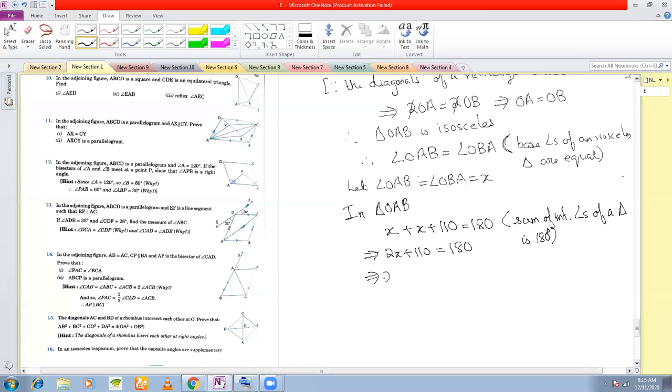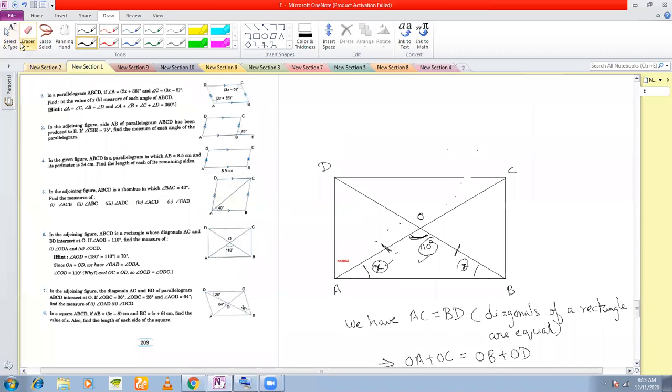That means 2x is equal to 180 minus 110. 2x is equal to 70. That means x is equal to 70 divided by 2, which is 35 degree. So we have found out the value of x. That means what is this angle here? Let us write it down. We have found out the value.